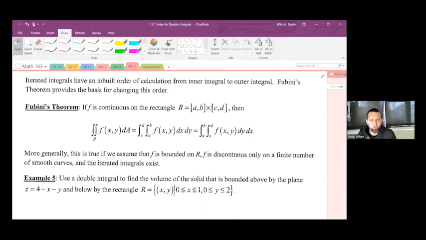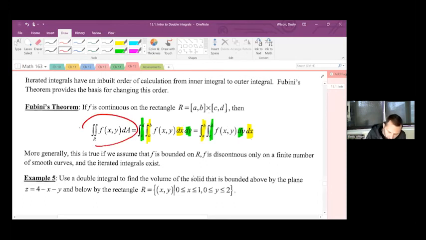Fubini's theorem provides the basis for changing this order. So Fubini's theorem: if f is continuous on the rectangle R, which is in the x from a to b and in the y from c to d, then the double integral over the rectangle R of f of x, y, dA is equal to the iterated integral from c to d, inner integral a to b of f of x, y, first with respect to x and then with respect to y. It's also equal to the double integral from a to b and c to d, f of x, y, dy, dx. So notice here we have the x's on the inside, here we have the x's on the outside. Or we have the y's on the outside and the y's on the inside. So you can swap the order to do it in whichever way is convenient.